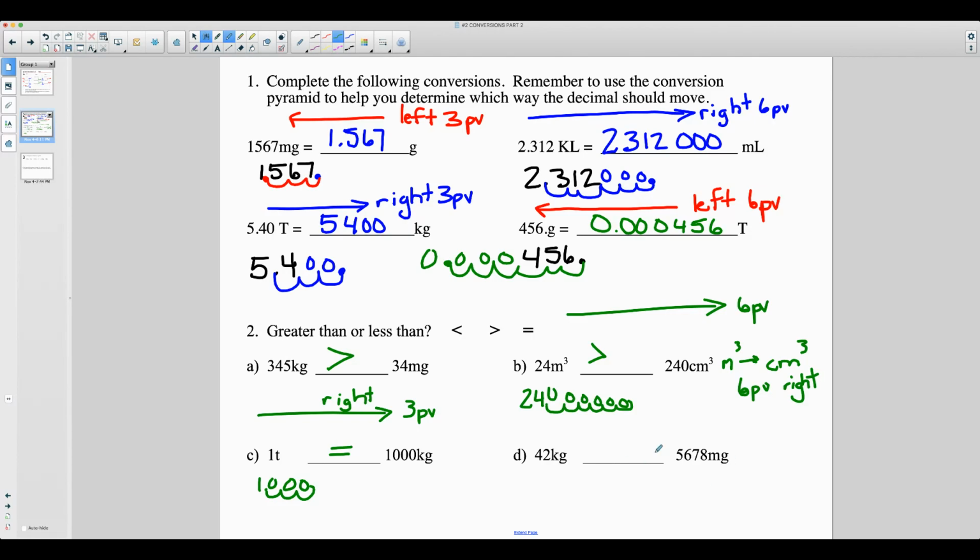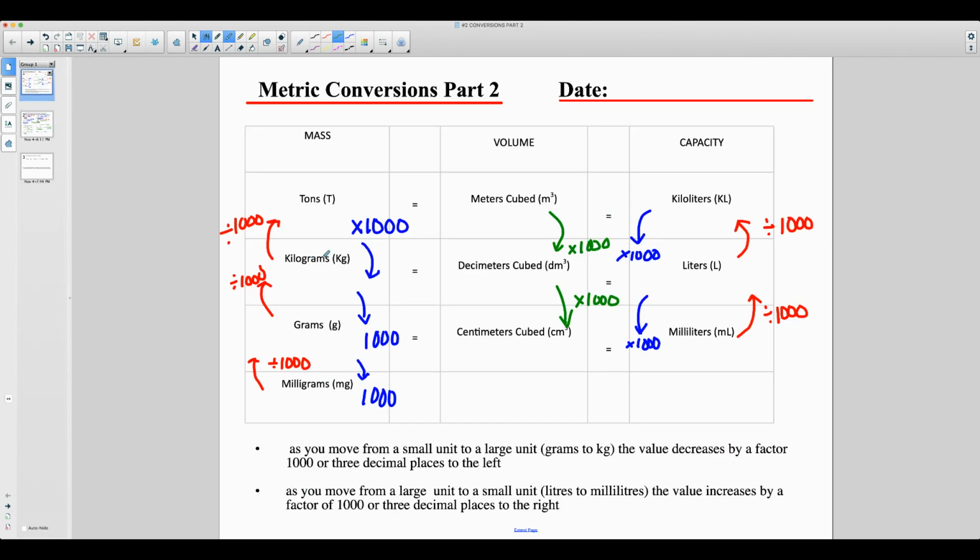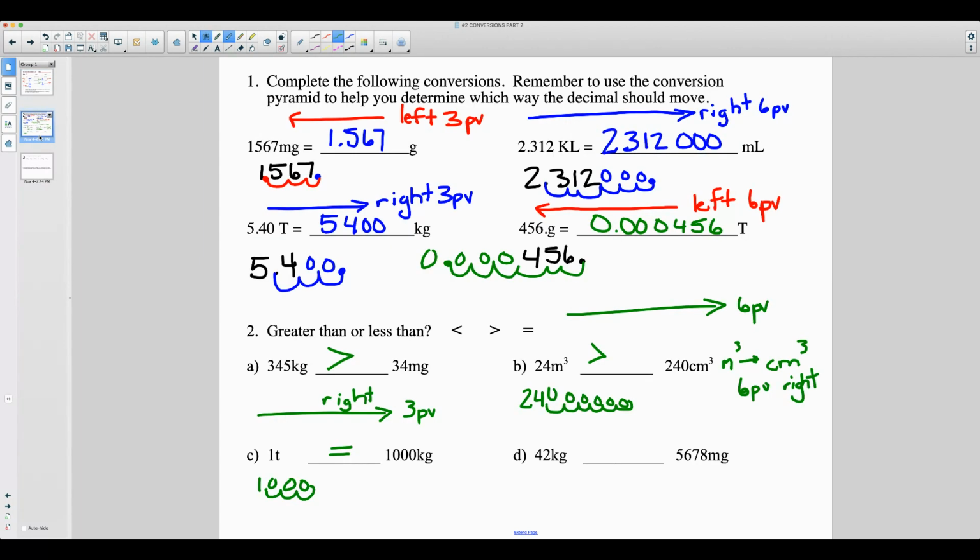42 kilograms and 5,678 milligrams. Well, the milligrams, there's a lot more there than what we're used to seeing with the kilograms. So what we need to actually do is perform the conversion. Now, kilograms to milligrams would be 2 units down. We go times 1,000 times 1,000 again. So it's going to be times 1,000,000 or 6 place values to the right. Always try to go to the smaller unit. You'll find that much easier because you're not dividing. You're just multiplying.